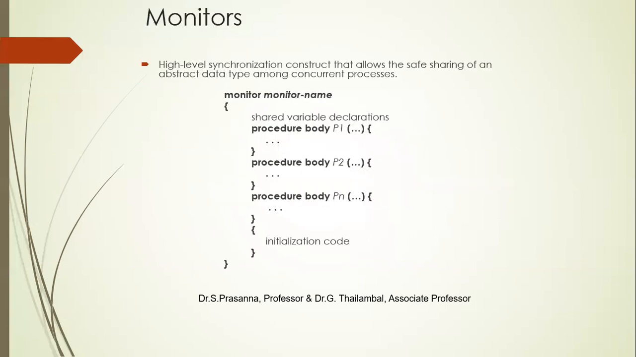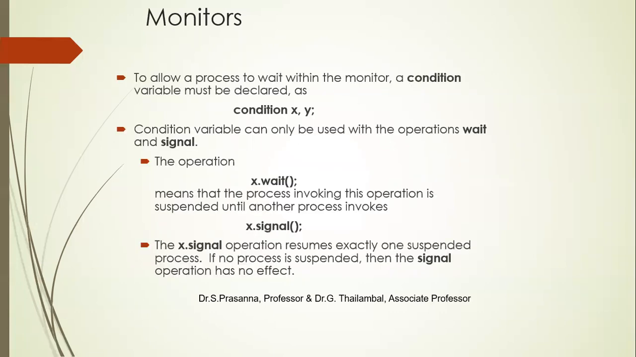What is meant by monitors? A monitor is a high-level synchronization construct that allows the safe sharing of an abstract data type among concurrent processes. A monitor contains all the variable declarations, shared variable declarations and shared procedures. The procedure bodies will be P1, P2, up to Pn, any number of procedures you can write, and any initialization code you can write in that particular section. This is the general structure of a monitor. A monitor is also a program we write to make synchronization problems work in a better way.